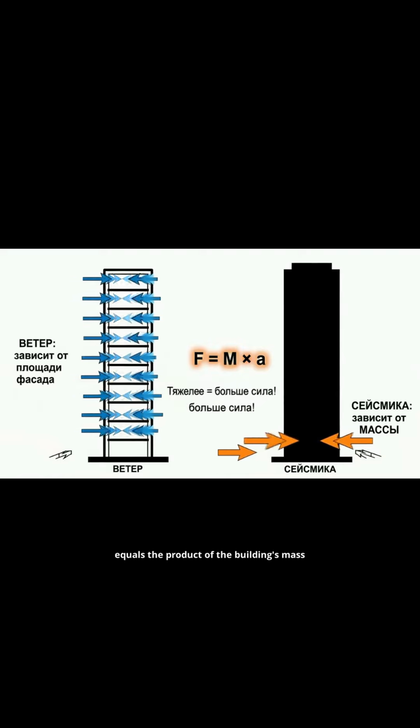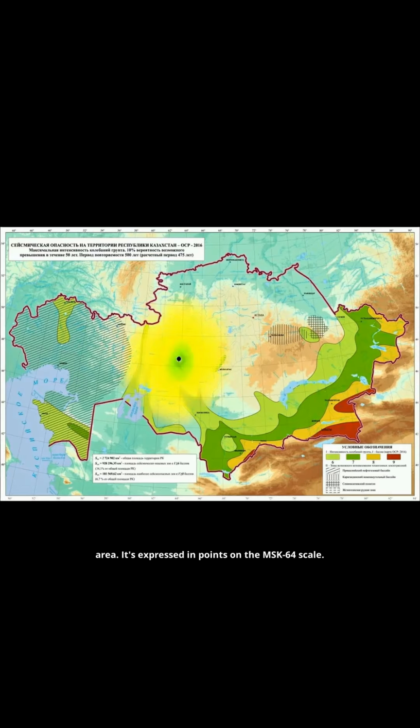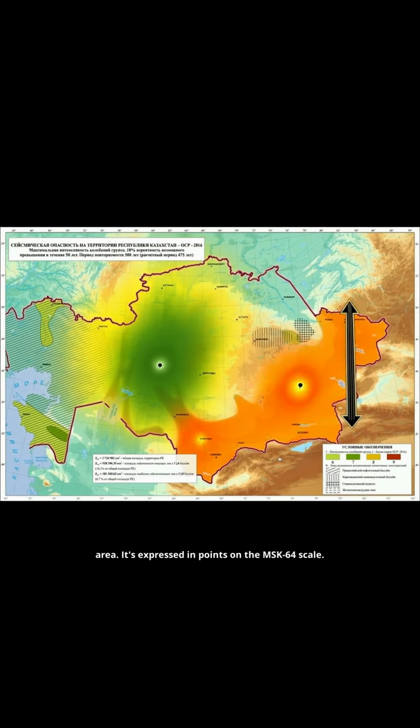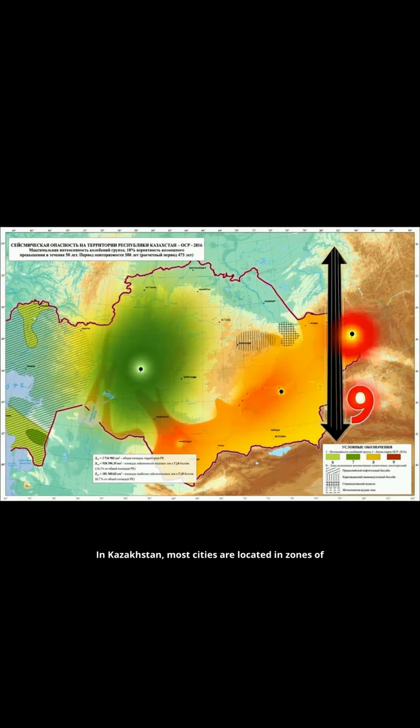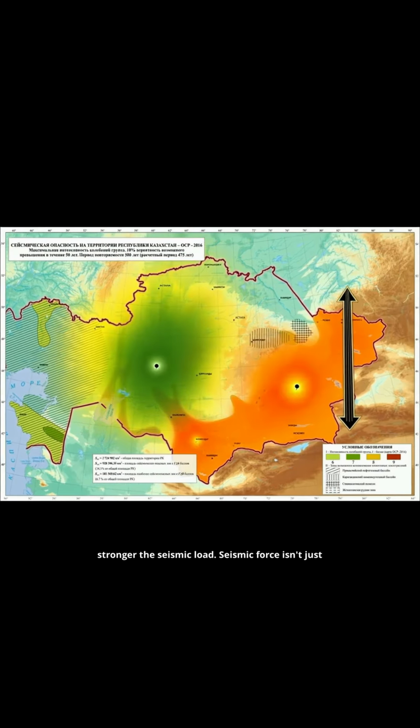Seismic force equals the product of the building's mass and the ground's seismic acceleration. This acceleration depends on the seismicity of the area. It's expressed in points on the MSK64 scale. In Kazakhstan, most cities are located in zones of 7, 8, and 9 points. The higher the point rating, the greater the ground acceleration, and the stronger the seismic load.